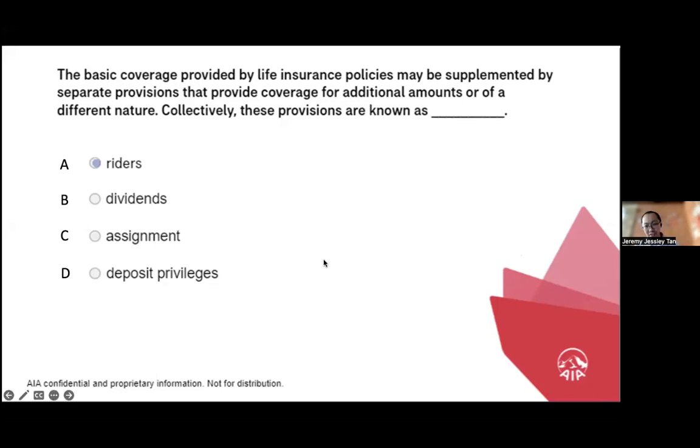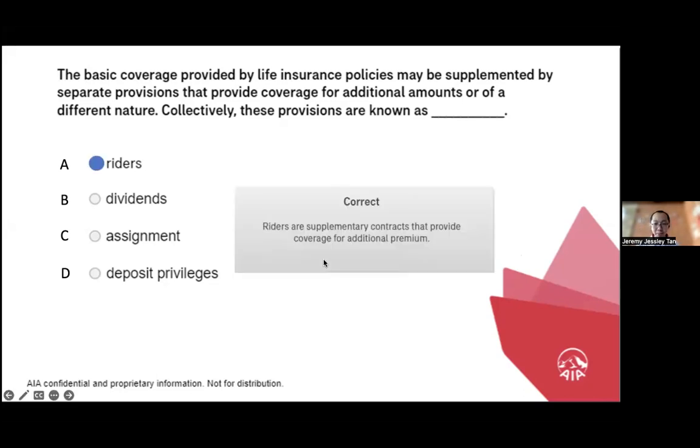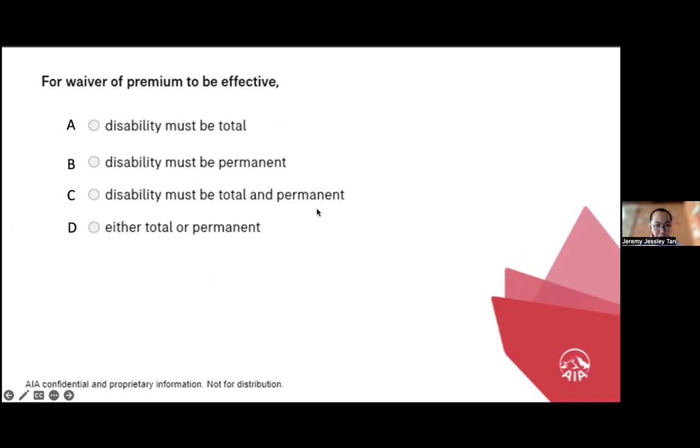Riders. Yeah, the correct answer is riders. Supplementary contracts provide coverage for additional premium. Next, for waiver of premium to be effective, A, disability must be total. B, disability must be permanent. C, disability must be total and permanent. Or D, either total or permanent.